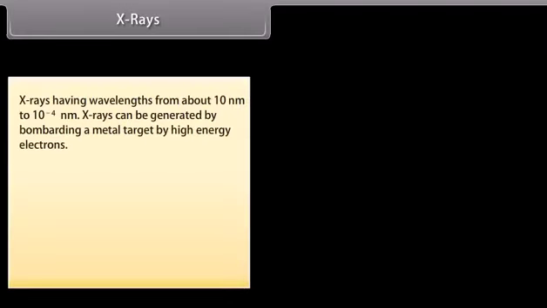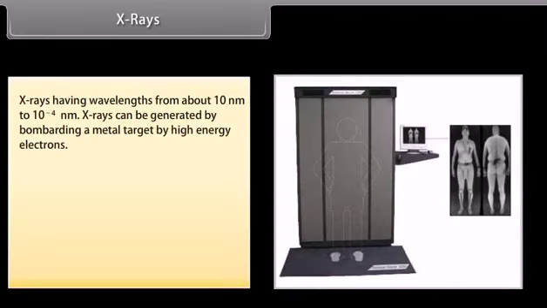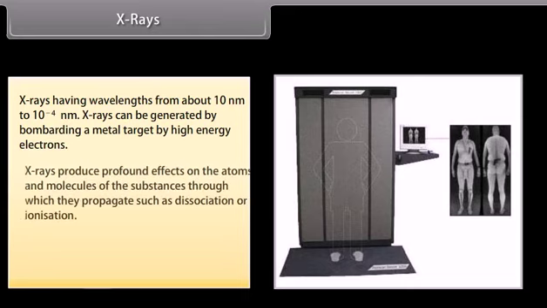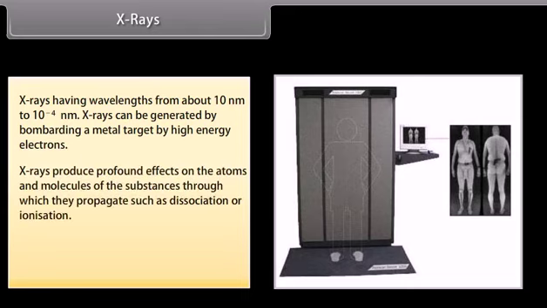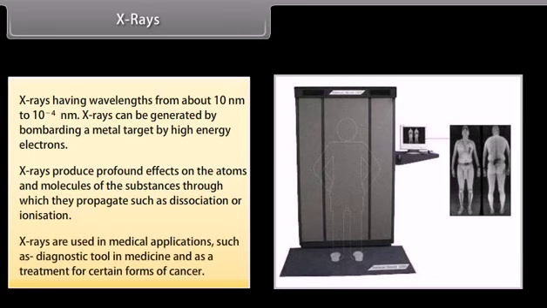X-rays. X-rays have wavelengths from about 10 nanometer to 10^-4 nanometer. X-rays can be generated by bombarding a metal target by high-energy electrons. X-rays produce profound effects on the atoms and molecules of the substances through which they propagate, such as dissociation or ionization. X-rays are used in medical applications such as diagnostic tool in medicine and as a treatment for certain forms of cancer.